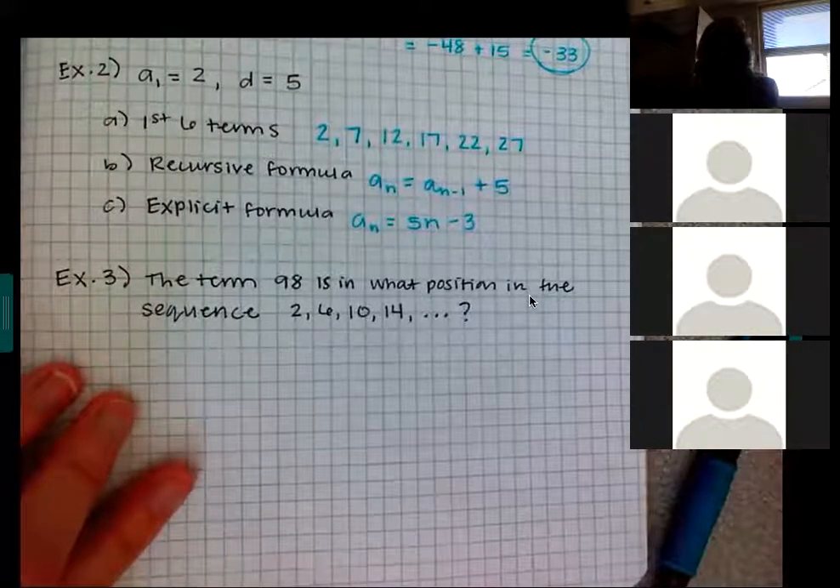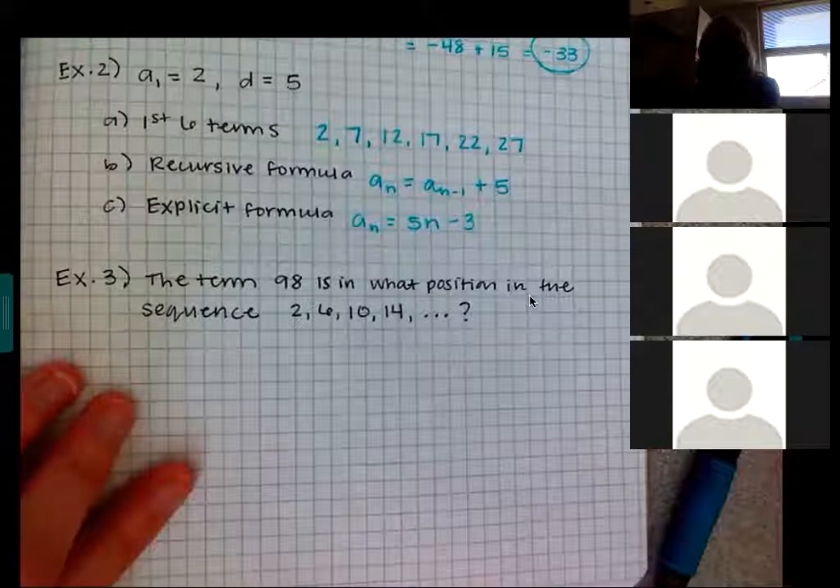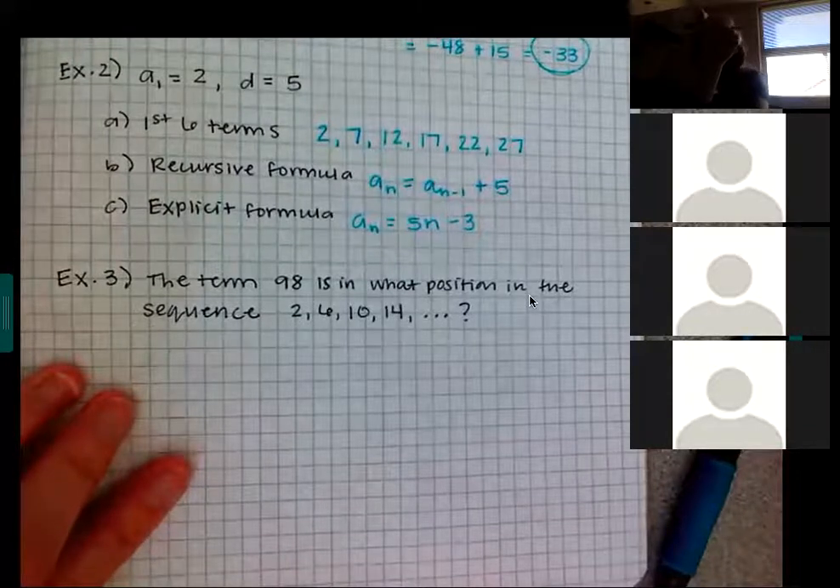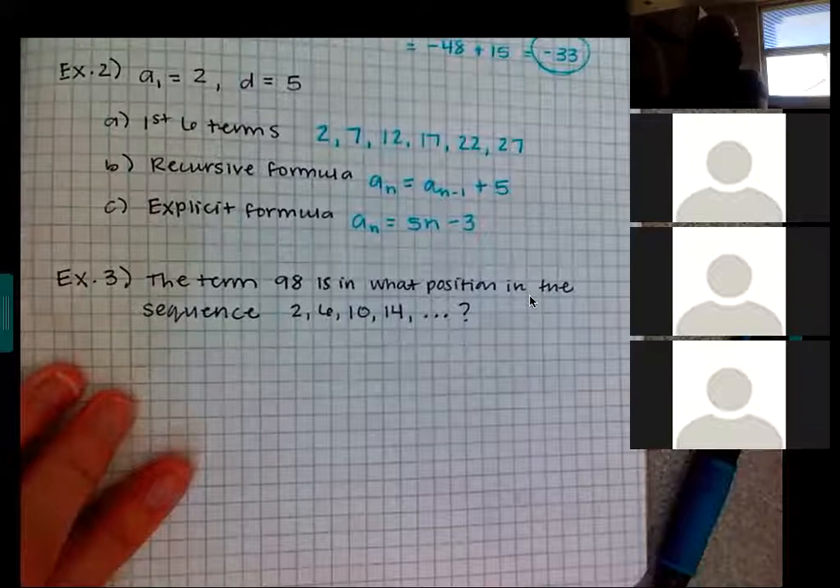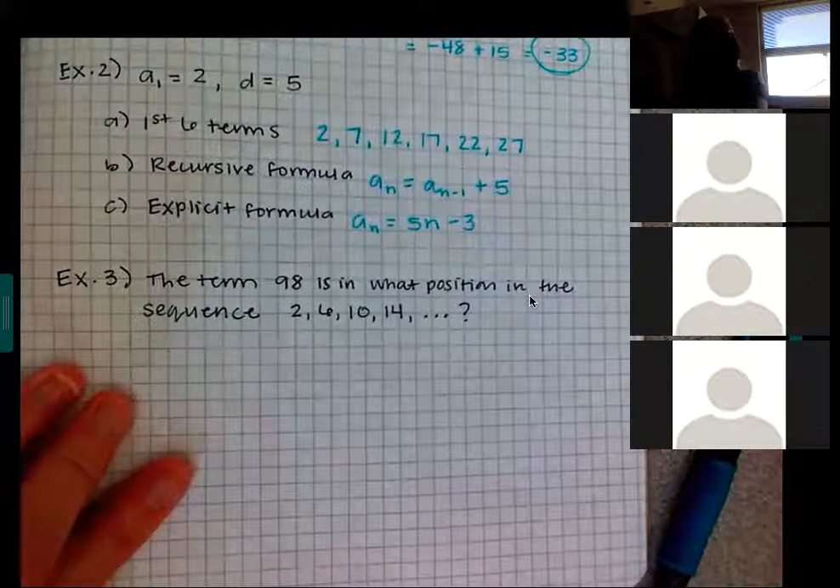You could plug it into the explicit formula and solve for n. She's so good. You should really be a teacher because you worded that perfectly. You could write an explicit formula, set it equal to 98, and solve for n. That would tell you what position it's in, right?